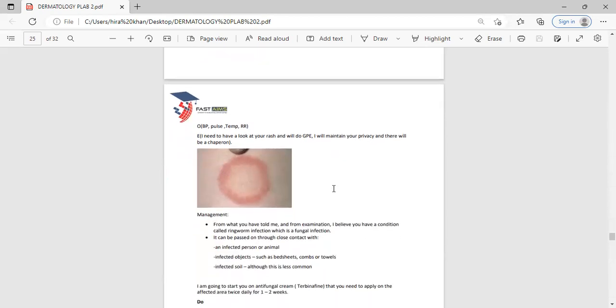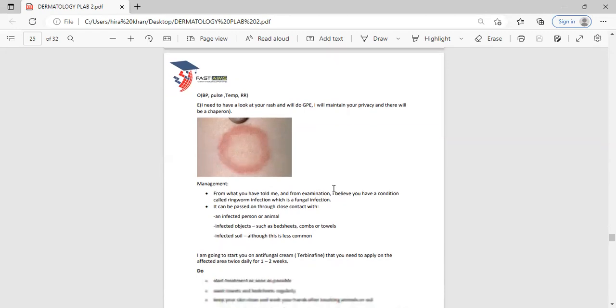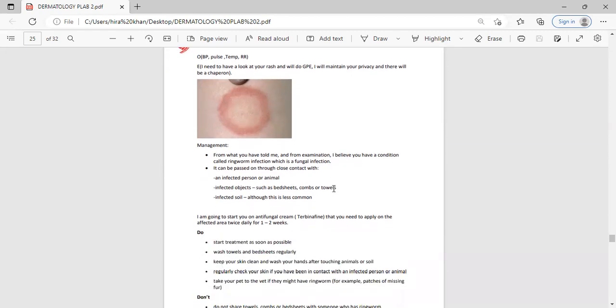So again, if you will mention the examination, the examiner will give you this picture, and you have to tell that from what you have told me for examination, you have an infection that is the ringworm infection, which is a fungal infection, and it can be passed on through close contact with an infected person or the animal, with infected sheets, or even infected soil. So what I am going to do is, I'm going to start you on an antifungal treatment that you need to apply on the infected area twice daily for 1 to 2 weeks.